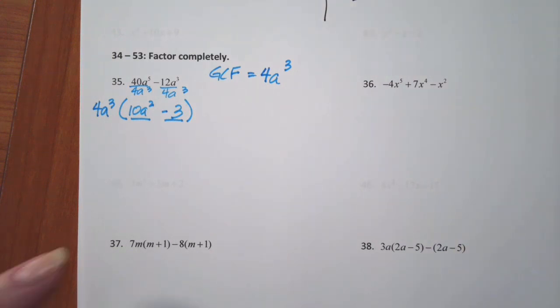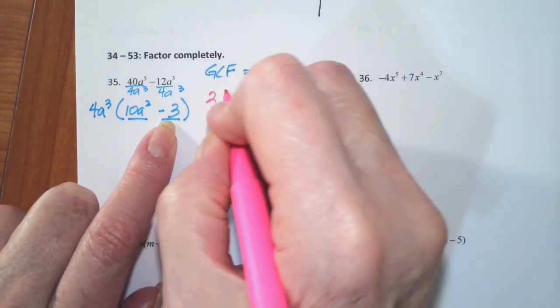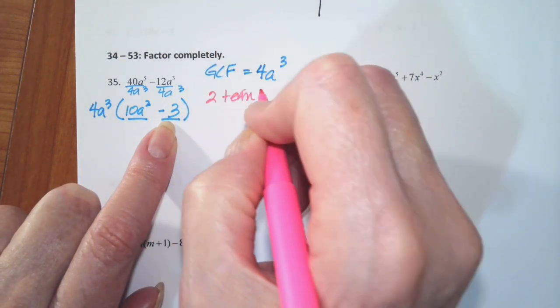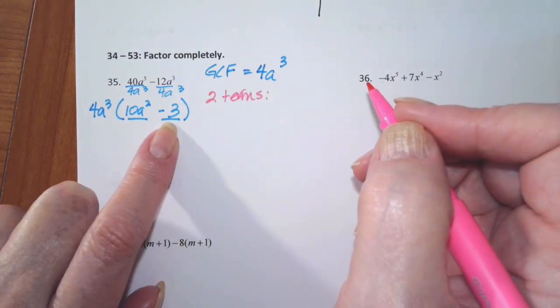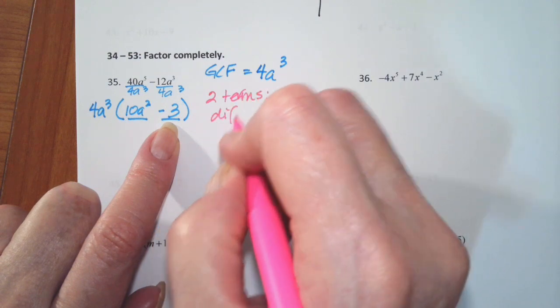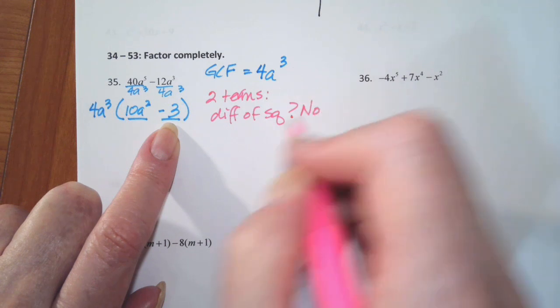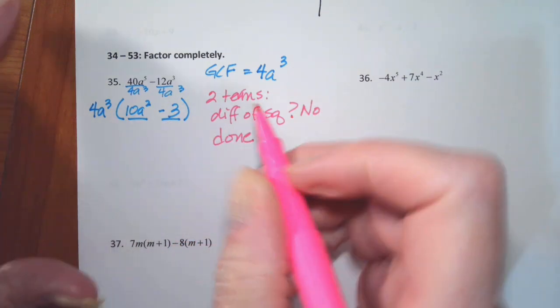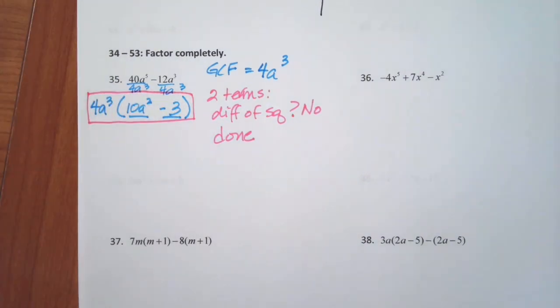Okay, so once I've got the GCF, then I look at what's in here. There are two terms. There's no greatest common factor. I've always done that. So is this a difference of squares? The answer is no. So I'm done. That is my answer. I've done the GCF. Two terms told me to look for a difference of squares. It wasn't one. So that's it.